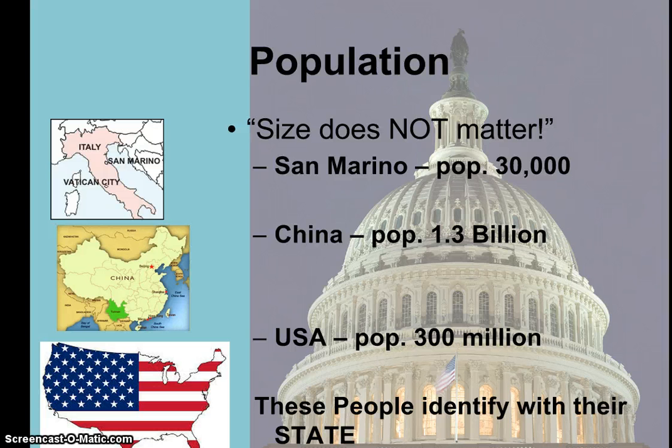Or you can have a country of only 30,000 people like they have in San Marino, or all the way up to a country like China, which has 1.3 billion people. Okay, so the people are a citizen of that state. They identify with that state. Those people live there, were born there, and that's what makes them an independent state.